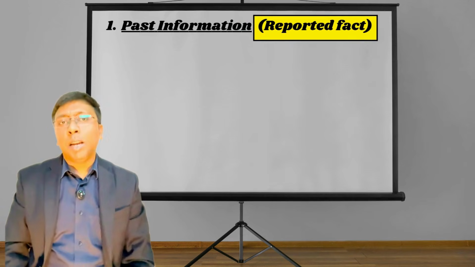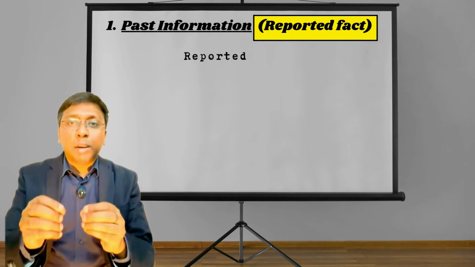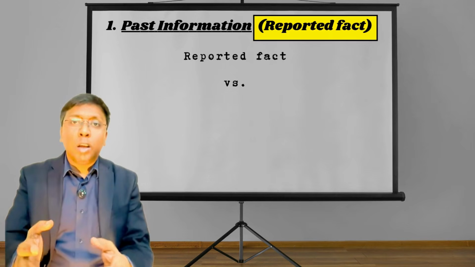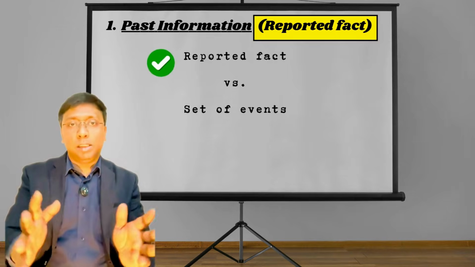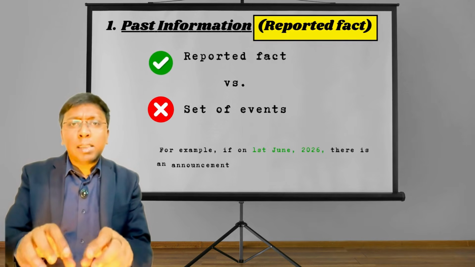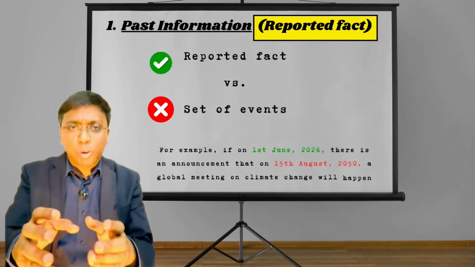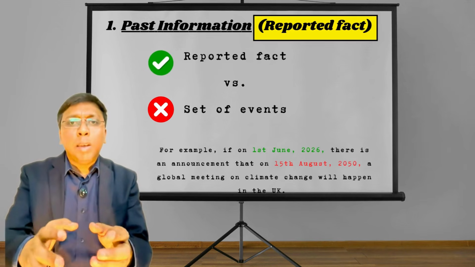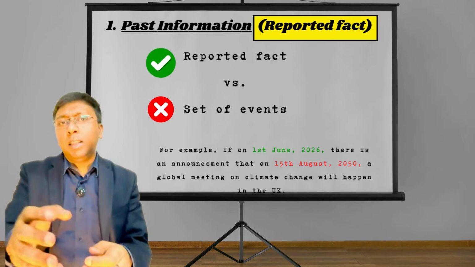Many of the times, a reported fact is confused with a set of events. No, these are completely two different things. For example, if on 1st of June 2026, there is an announcement that on 15th August 2050, a global meeting on climate change will happen in the UK.